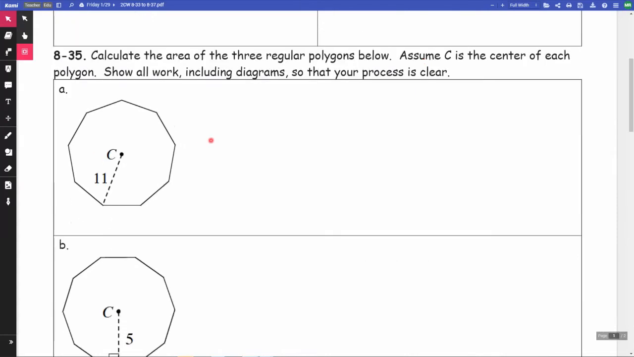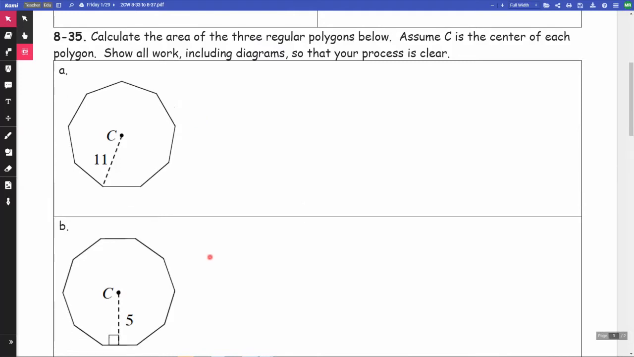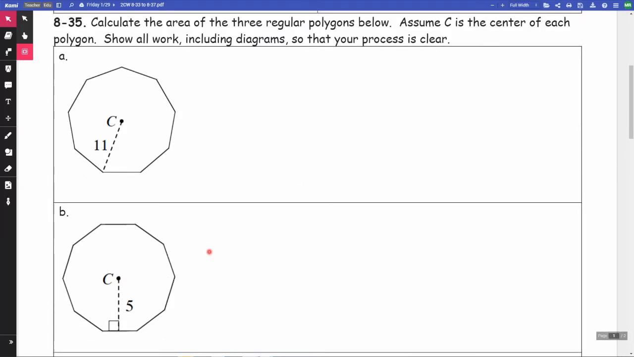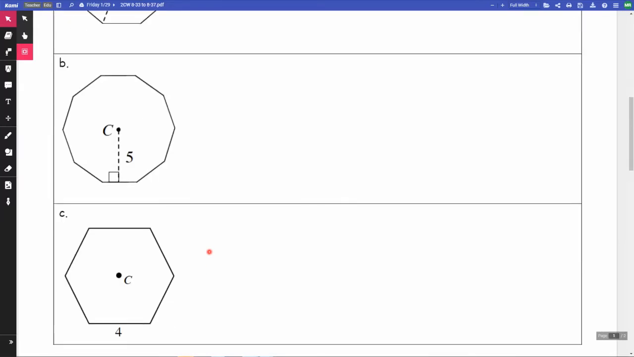Then I'm going to go through 35A. I will work that one out. And then I'm going to leave it to you. I'm going to do one like B, but not exactly B, and like C. Okay.